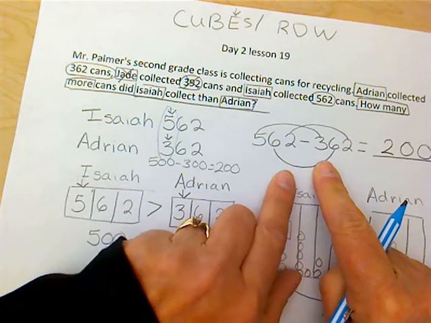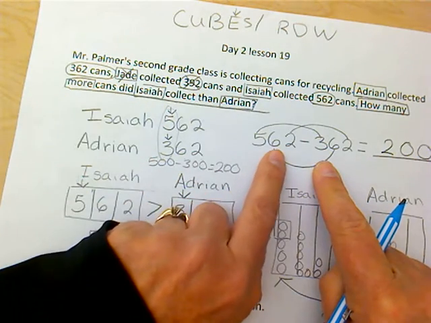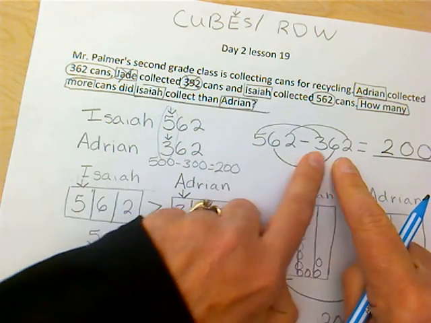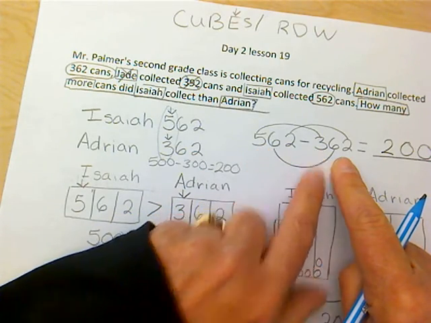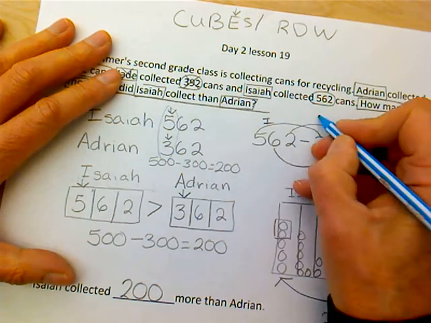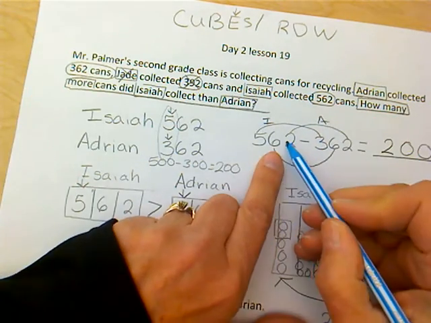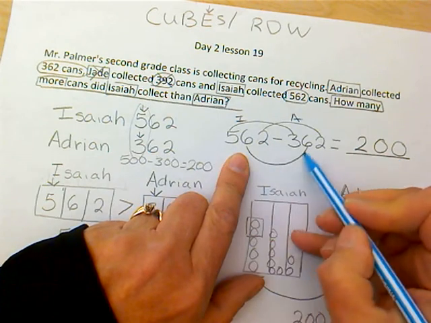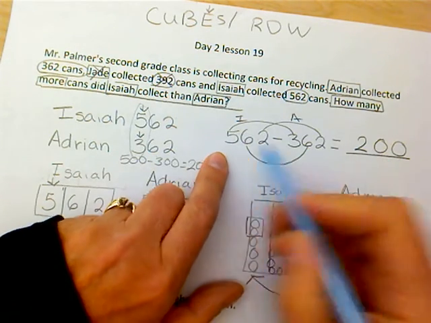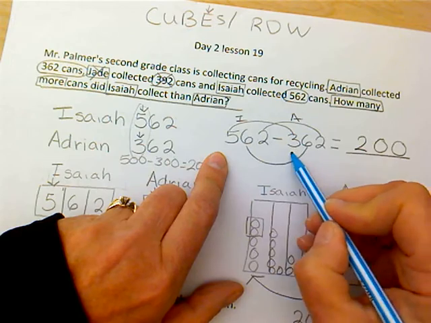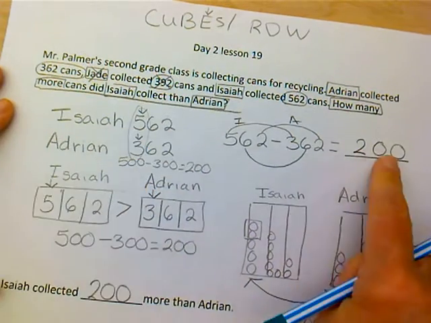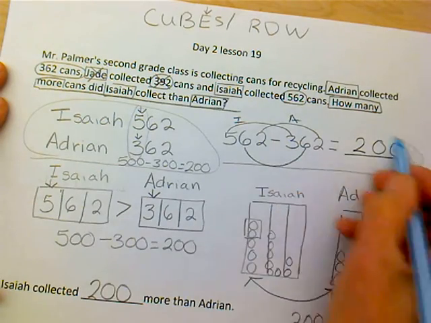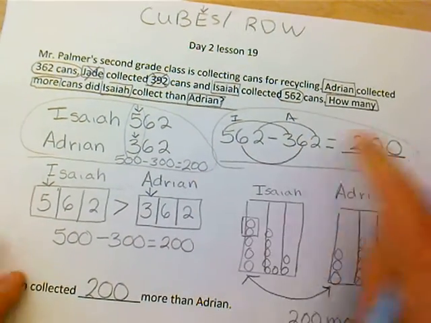Or you could have set that up as an equation, knowing that 562 was Isaiah and 362 was Aiden. I'm going to put a little I up here and a little A up here. Then I subtracted my ones, take away my ones, gave me 0 ones. My tens take away my tens, gave me 0 tens, and 500s take away 300s was 200s. So 2 different ways there. I'm going to put a little circle around this for one way. You should always set up some kind of an equation, but I've got 2 equations.